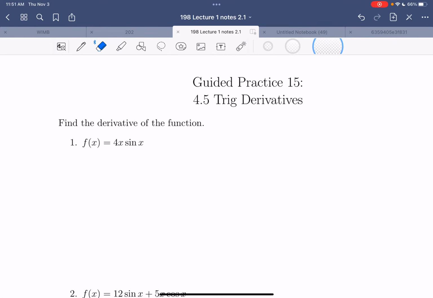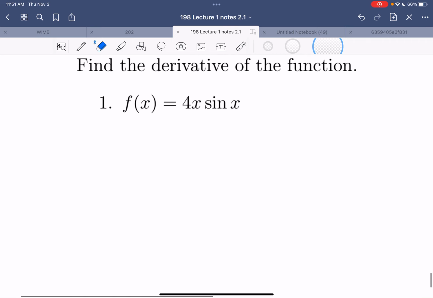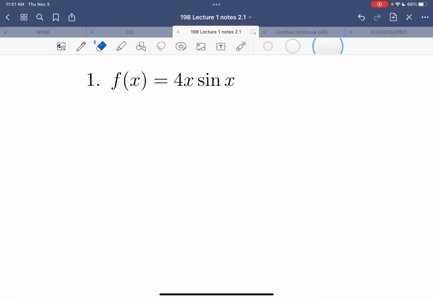Now, this is guided practice 15, section 4.5 on trig derivatives. So in the lecture, we worked on finding the derivative of the 6 trig functions. So in the practice problems, we're going to work on integrating those in with our other rules.